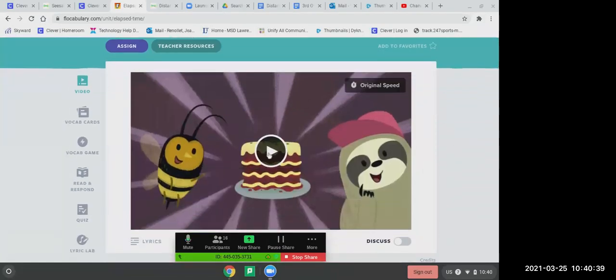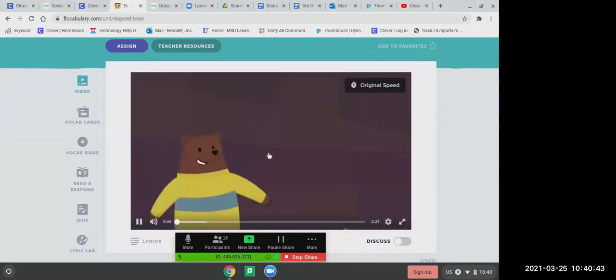Here is our vocabulary to get our brains thinking about elapsed time.